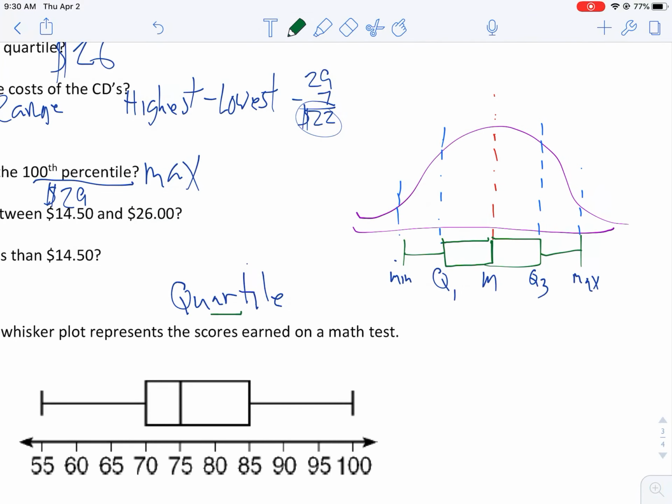The root word of that is quart. If you know what that means, 4. There are 4 quarters in a dollar. There are 4 quarts in a gallon. There are 4 quartiles in this data set.